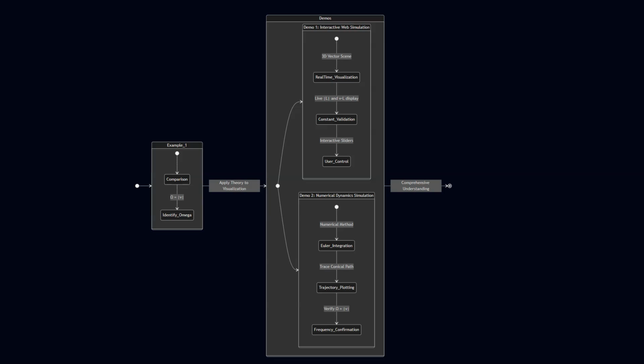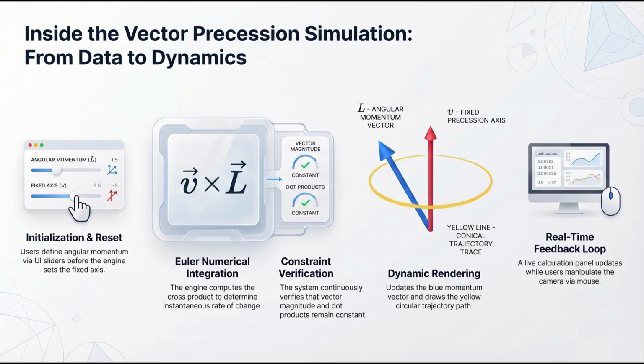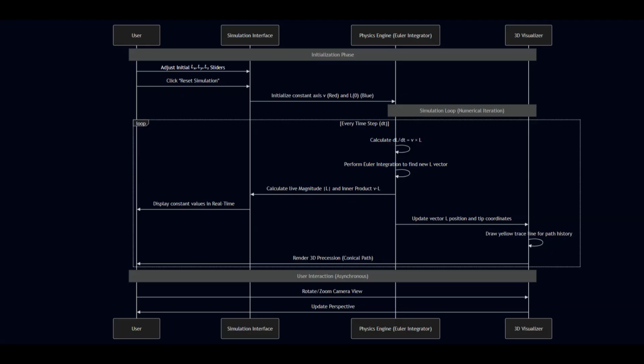The operational logic. The sequence diagram. While the state diagram shows how the project was built, the sequence diagram illustrates how the simulation actually functions during a live session. This flow is divided into three distinct phases that mirror the core concepts of the derivation sheet.